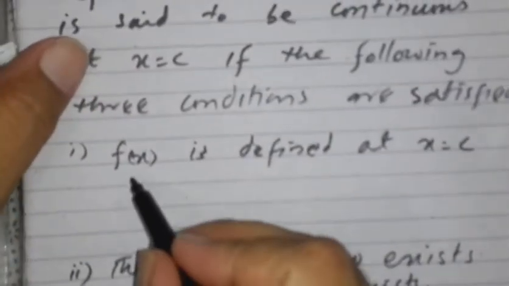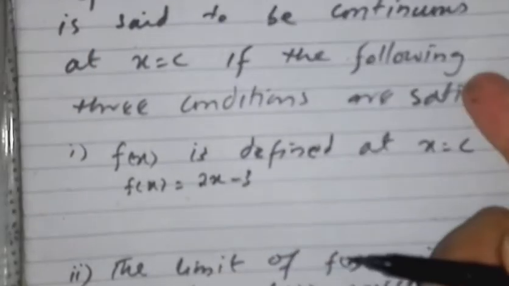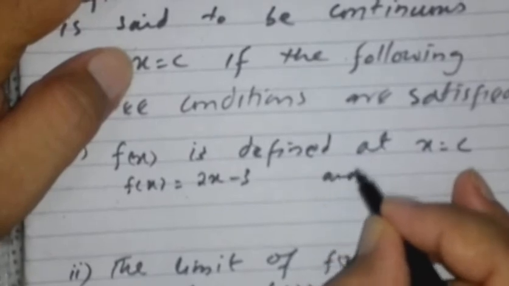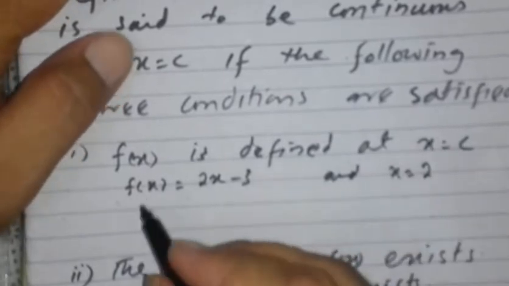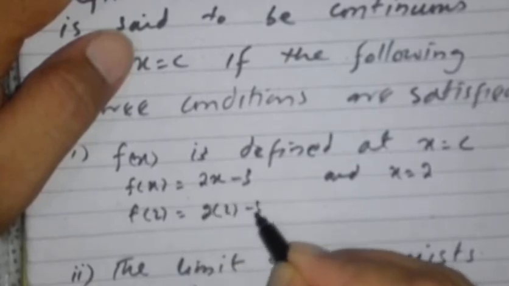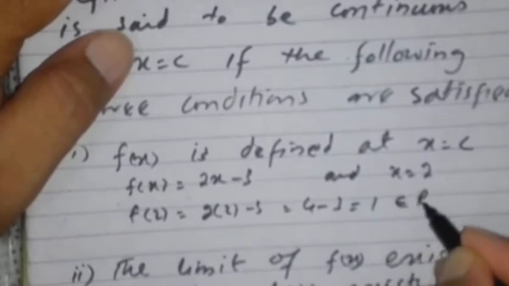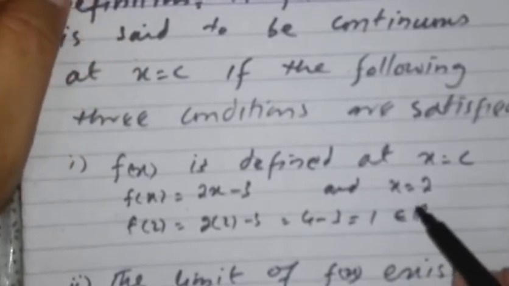Let us take a function f of x equals 2x minus 3, and x equals c, meaning x equals 2. Now put x equals 2 here. F of 2 equals 2 into 2 minus 3, 4 minus 3, 1, which is a real number, and similarly 2 is also a real number. So it is defined at x equals c, meaning x equals 2. The function is defined. We will try other numbers also.